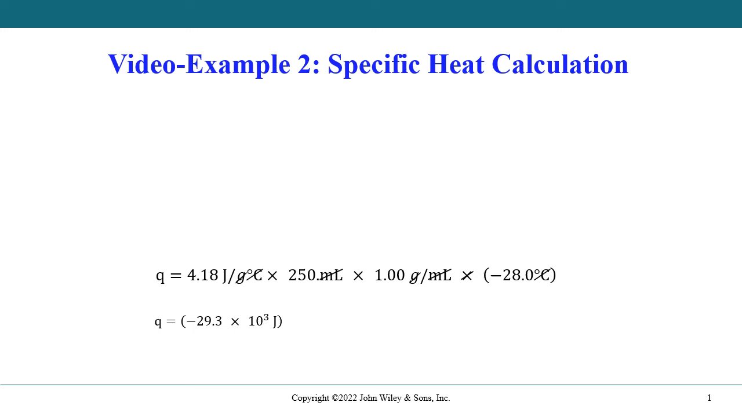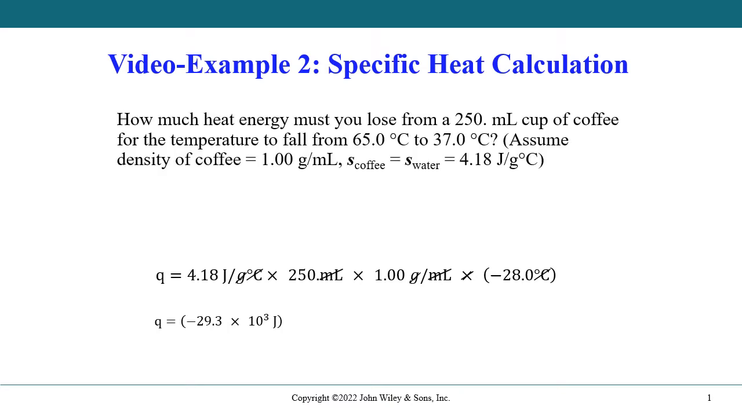Welcome to Chemistry 1B's second example, where we work with specific heat now. The problem is such that we are asked to calculate how much heat energy must be lost from a 250 ml cup of coffee for the temperature to fall from 65 degrees to 37 degrees.